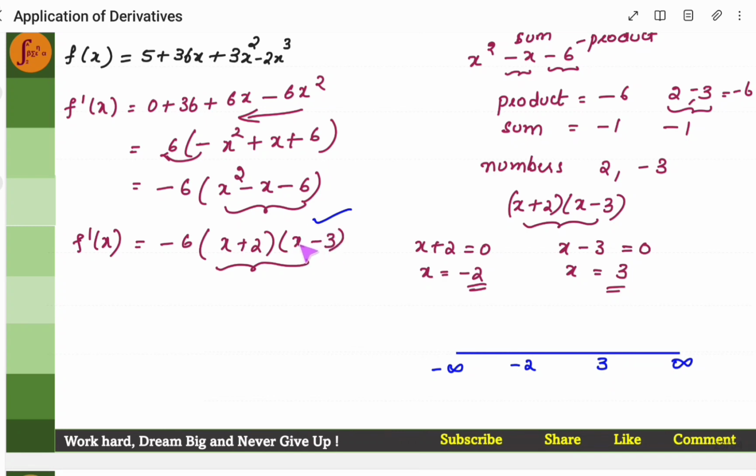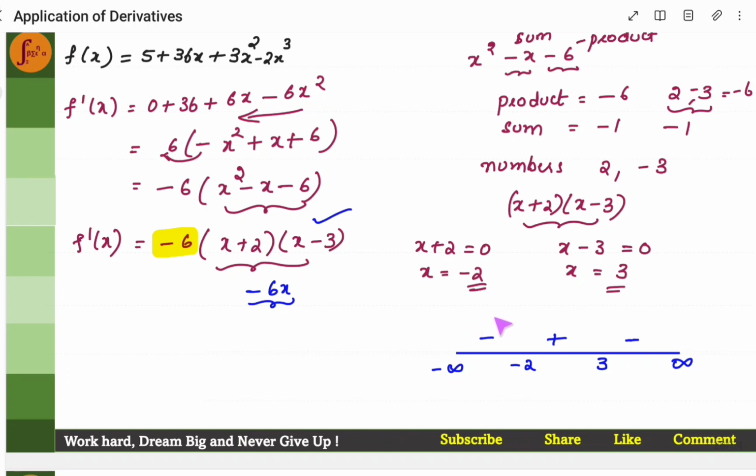What is the coefficient of x? Here it is 1. But let's not forget this minus 6, right? We should not forget this minus 6. If I multiply minus 6 with x, it will be minus 6x, right? So that means coefficient is negative. So I have to start with negative. Then alternate. Minus plus minus.